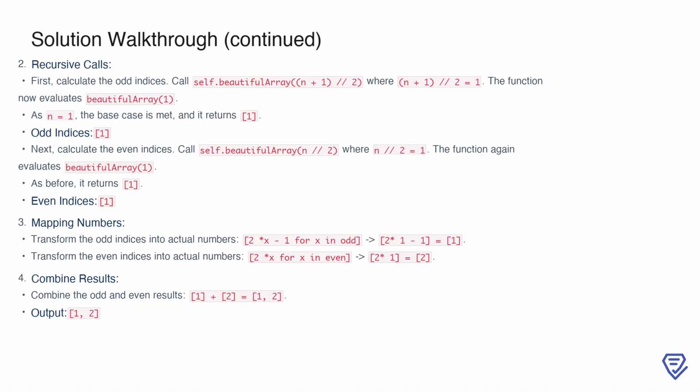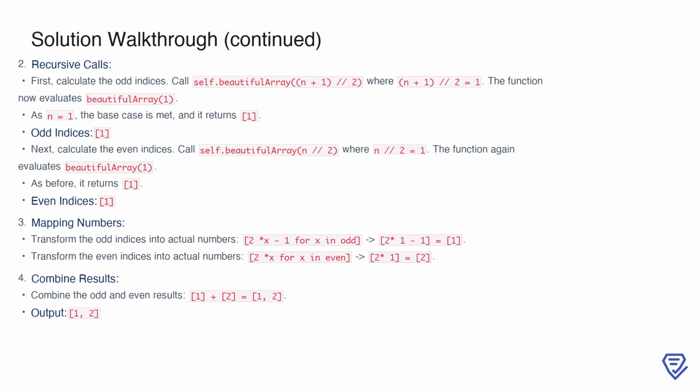To construct a beautiful array for n equals 2, we use a divide and conquer approach. First, we calculate the odd indices. For this, we recursively call the function with input (n+1)/2, which evaluates to 1. Since n equals 1 in this recursive call, we hit the base case and return 1. This gives us the odd indices as 1. Next, we calculate the even indices by calling the function with n/2, which also evaluates to 1. Again, this results in the base case output of 1, providing the even indices as 1.